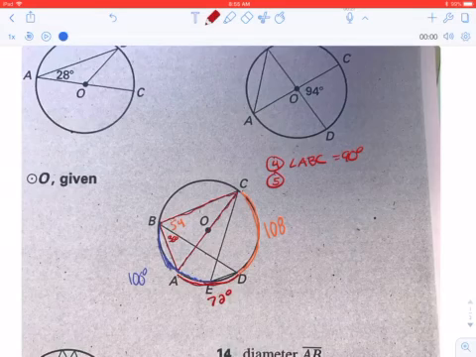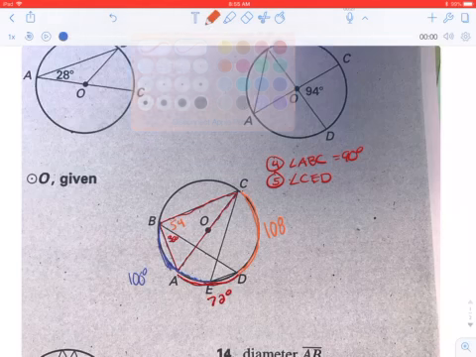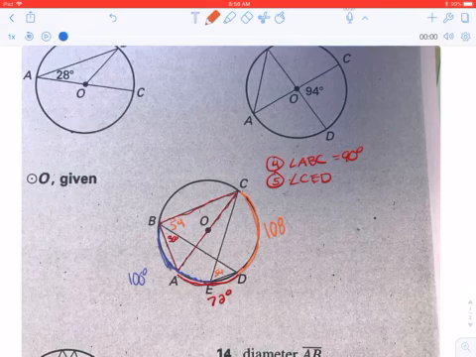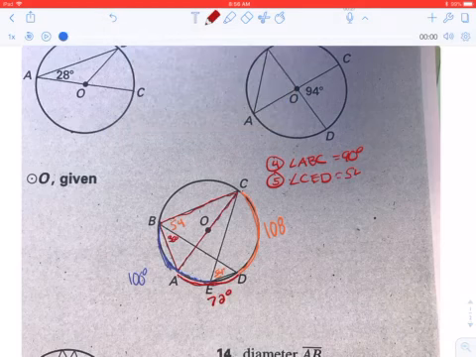Number 5 said solve for angle CED. Angle CED is one that I didn't mark, but it would be marked in orange. And it has to be half of 108 because it comes from the back here, and this is 108. So it is equal to 54 degrees.